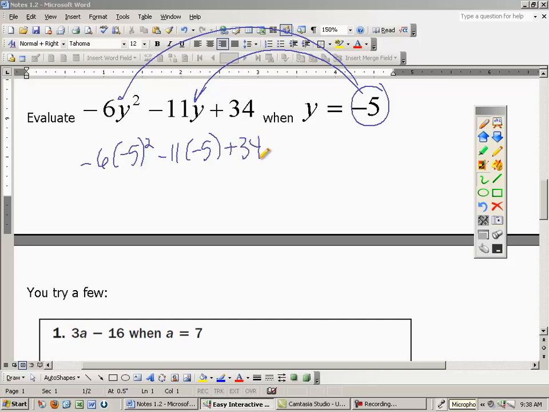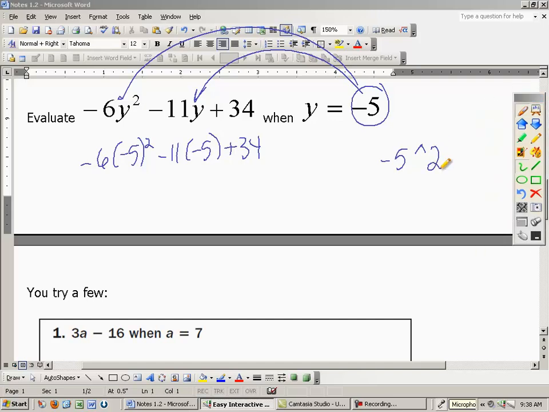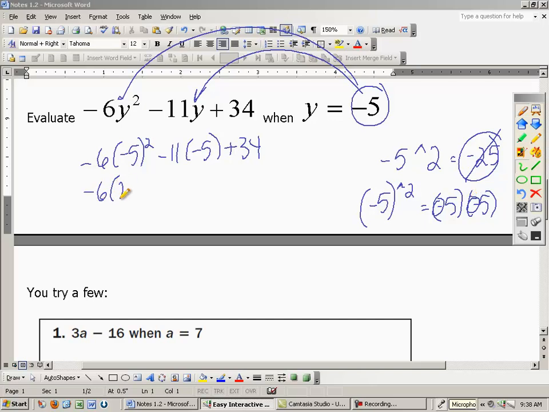Now, if you are the type that trusts your calculator, I'm going to tell you that that piece of equipment that you purchased is going to lie to you. Here's why. If you do negative 5 to the second power in your calculator, it's going to tell you that's negative 25. This is incorrect. What you're really squaring here is all of negative 5. This is the same thing as the repeated multiplication of negative 5 times negative 5. As you know, the product of two negatives is a positive. So negative 5 squared is actually positive 25. Minus 11 times negative 5 plus 34.